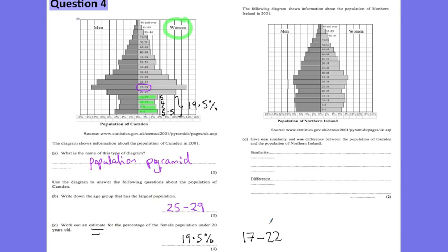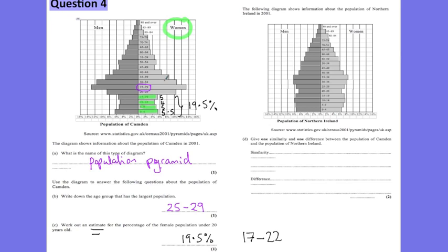We then are told about a further diagram which shows the population of Northern Ireland in the same year, 2001. We're asked to give one similarity and one difference between the population of Camden and the population of Northern Ireland. So we are going to be comparing and contrasting, looking for similarities and differences. Now, note that you only need one, but there are a number of different options here of things that you can say and notice about these two population pyramids.